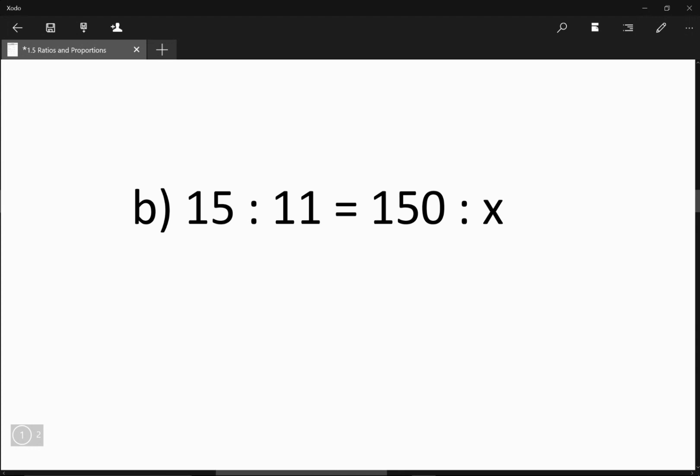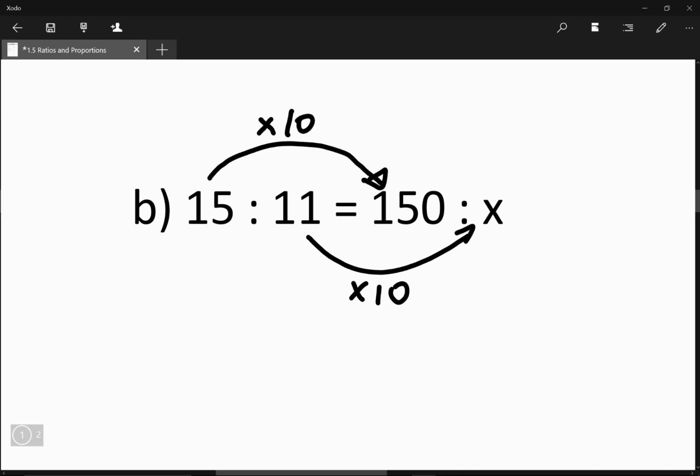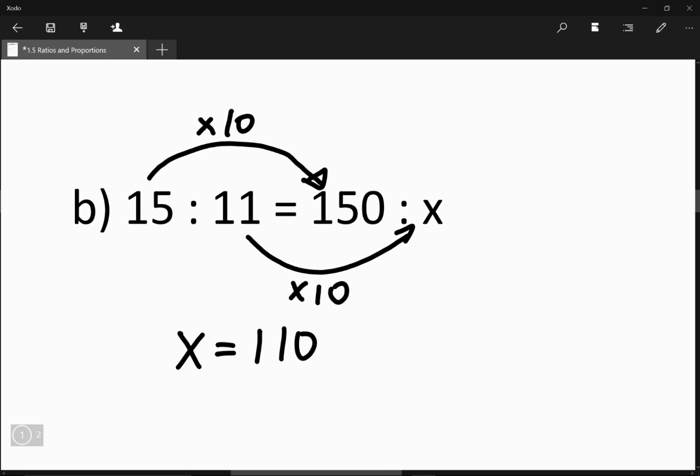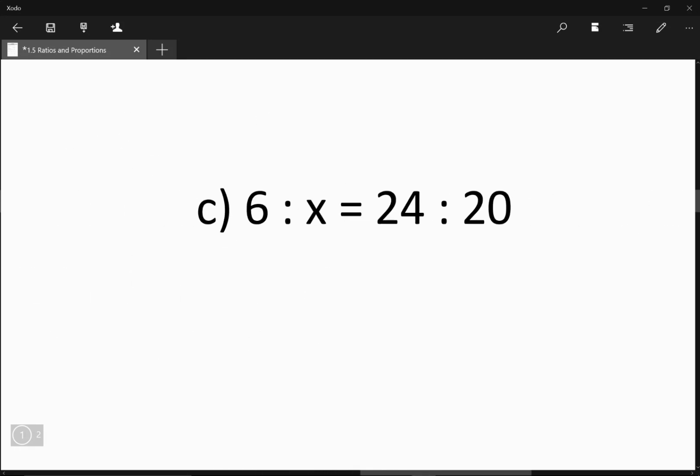Okay? What about the next one? 15 to 11 equals 150 to x. So 15 times what number gives me 150? Well, if I multiply by 10, I get 150. So that means x would be the result of taking 11 and multiplying it by 10. And 11 times 10 is 110. So x equals 110.